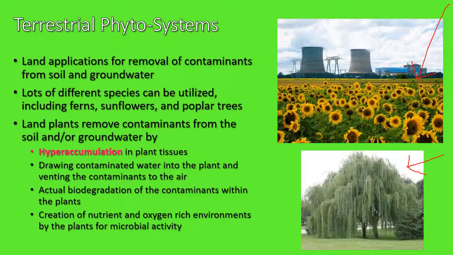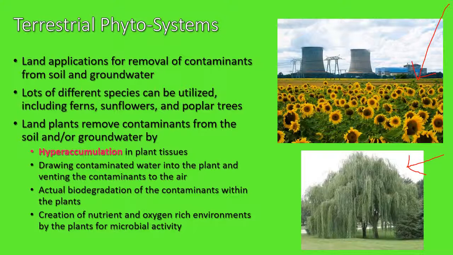The methods in which they do that is usually some kind of hyperaccumulation within the plant tissues themselves. Plants, of course, draw water from the ground into their roots and stems, and then on into the leaves and whatnot. That's the way they drink water, right? So as they pull that water, they're going to pull all the contaminants with it, and then in some cases the plants will actually then vent those contaminants into the air, where they get diluted into the atmosphere.